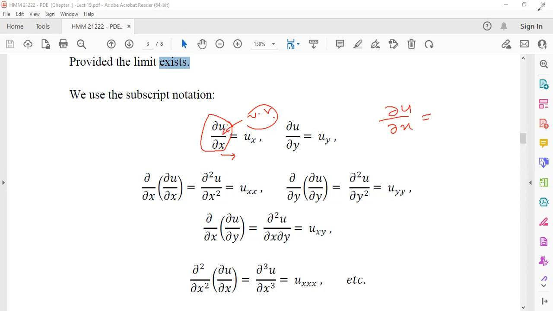So we use the subscript notation ux. It means u with respect to x. Likewise, del u over del y can be written as uy: whatever the dependent variable, with respect to what. Okay, another one.